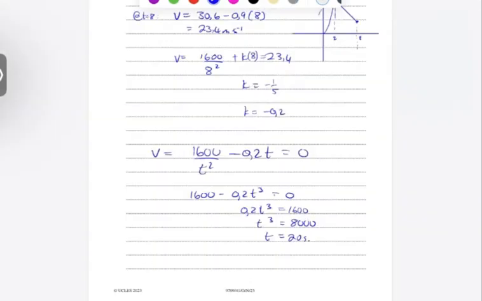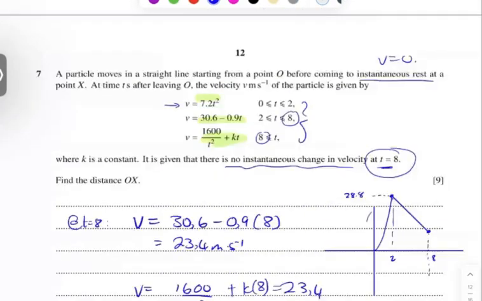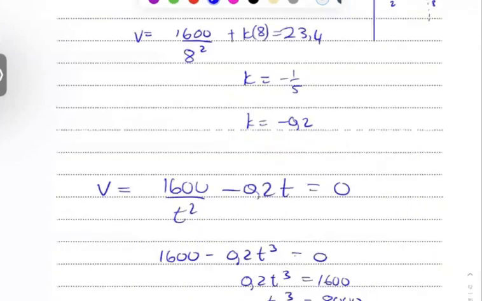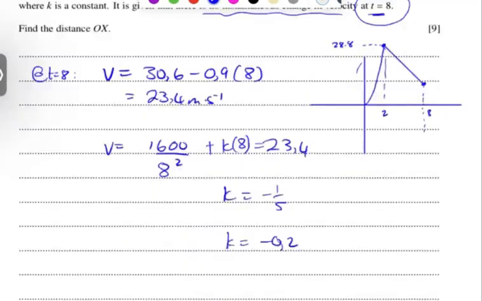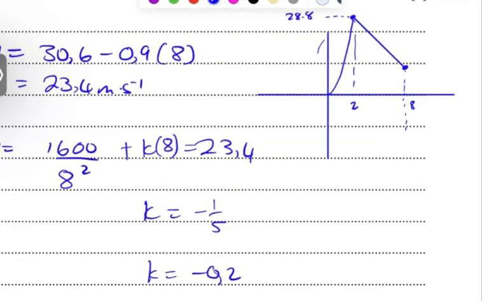Okay, so at 20 seconds. How did I find that? They want to know when it comes to rest, so I made my velocity equal to 0. So at 20 seconds, that thing is going to pass across the x-axis.